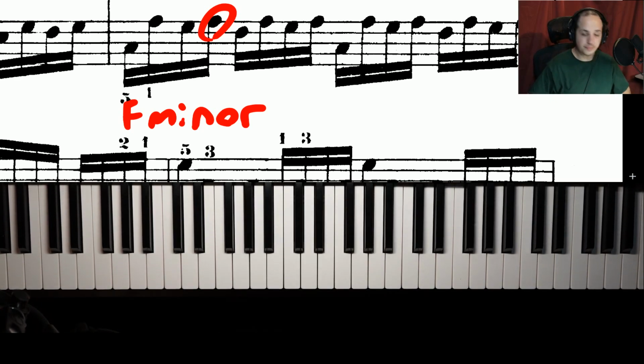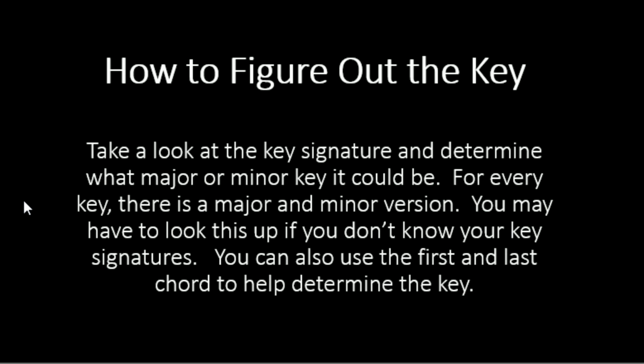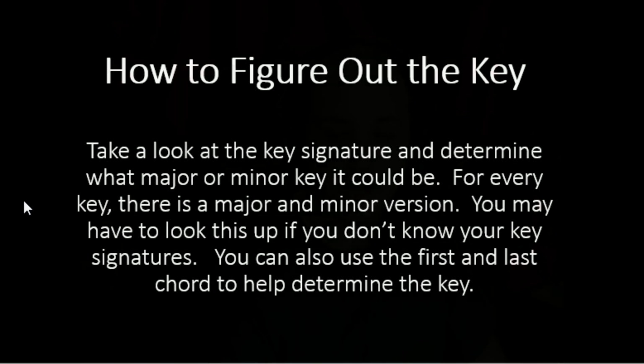So there we go. Okay, next we're going to talk a little bit about how to figure out the key. This is really important in determining the key signature. So really, again, if you know your key signatures really well, this is really helpful. You can use something called the circle of fifths. I have a lesson on that as well. And it's really a visual tool on how to figure out your key signatures. So let me show you what I mean.